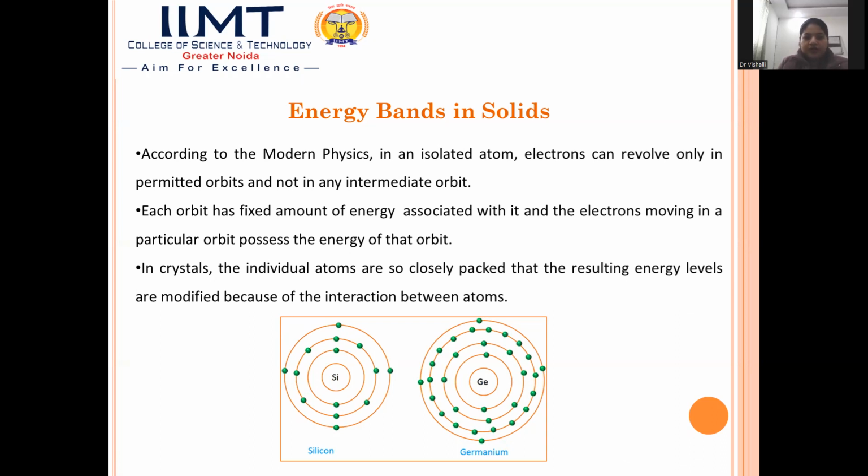Now, what happens in solids or in crystals? As we all know, in crystals or in solids, we have a closely packed arrangement of atoms, meaning the atoms are lying adjacent to each other. They are very close to each other. So the resulting energy levels of the atom will get modified because of the interaction between the atoms. For example, the valence shell electron is under the influence of its own nucleus, and it is also interacting with the atoms and is under the influence of the other nucleus as well. That's why their energy levels will get modified.